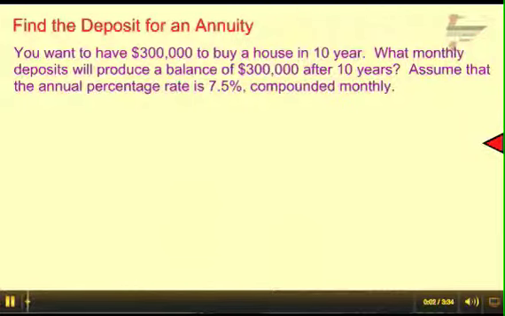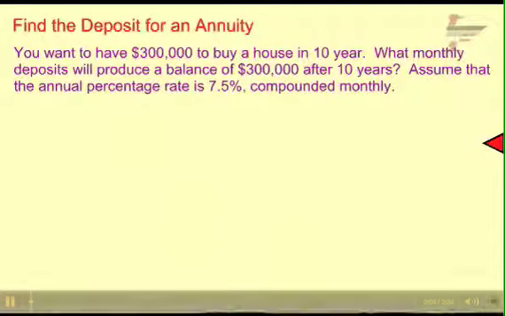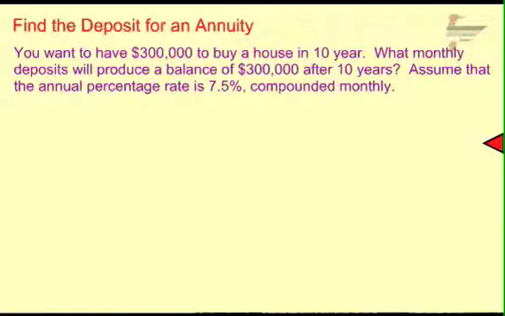Example tells us that we want to have $300,000 so that we can buy a house in 10 years. There should be an S on the end of that year. So what monthly deposits will produce a balance of $300,000 after 10 years? We'd like to invest money every month. We don't know how much we have to put in so that we get our goal of $300,000.